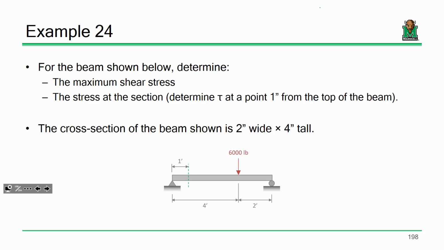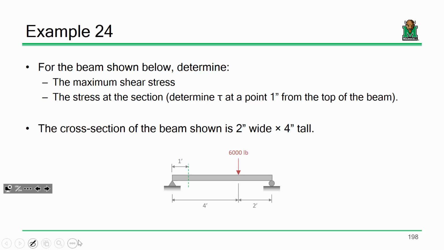Okay. This example, therefore, is the last thing on the exam. This is it. After this, we're good on the exam. So for the beam below, I want to determine what is the maximum shear stress and what is the shear stress at that section. Sound good? So we're going to determine the maximum shear stress across the board for the entire beam. And then I want to know what's the stress right here at a point 1 inch from the top of the beam. So we'll take our time with this, but I think in the end it'll be fairly straightforward.